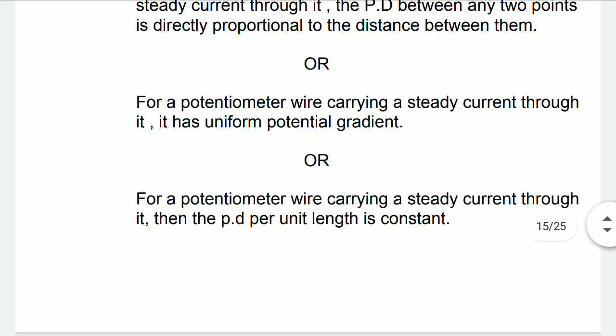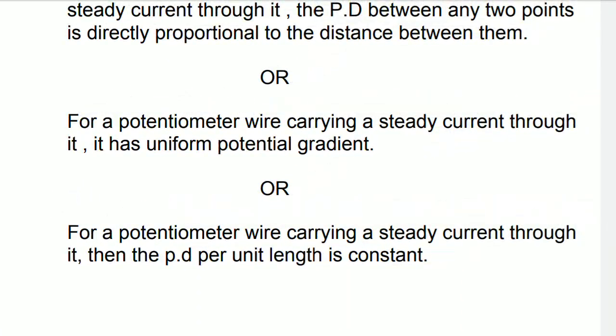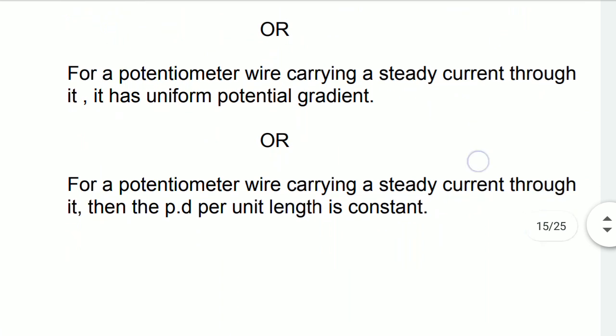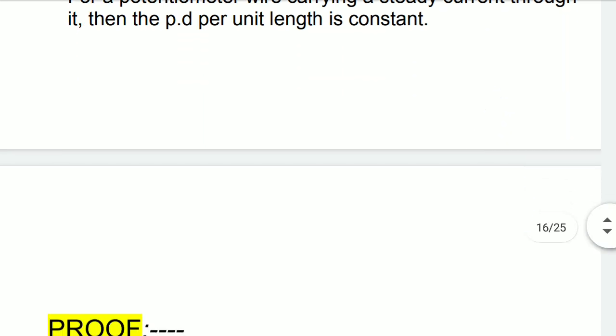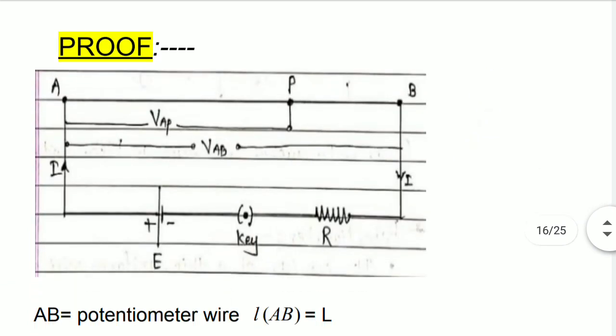The principle of working tells you that for a potentiometer wire carrying steady current through it, the potential gradient is always constant, or the potential difference per unit length is constant, or I can say the potential difference between any 2 points is directly proportional to the distance between those 2 points.